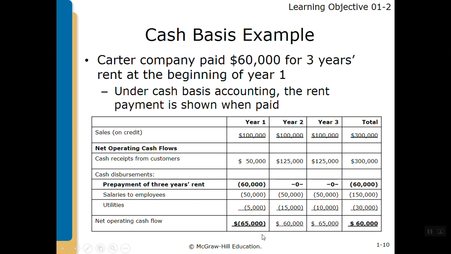And here they've got net operating cash flow. It looks like they've got the $50,000 cash receipts, and then they've got a $60,000 outflow, a $50,000 outflow, and a $5,000 outflow, which gives them a net operating cash flow that's really in the hole, $65,000, because they're not considering anything such as those sales on credit or that rent is for more than 1 year.